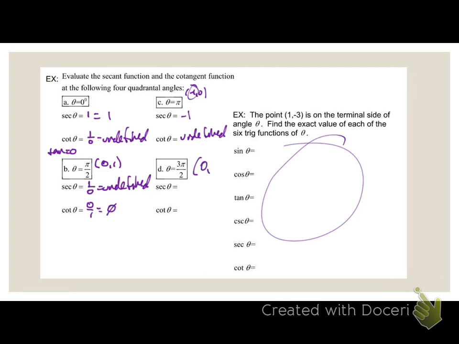And last but not least, this quadrantal, secant means we're flipping over cosine, so this is going to make this undefined again. And cotangent means we're taking x over y, so 0 over -1, which is just 0. Okay? And so there you go. Homework's out in Canvas. Knock it out. We'll talk about any questions you got in next class.